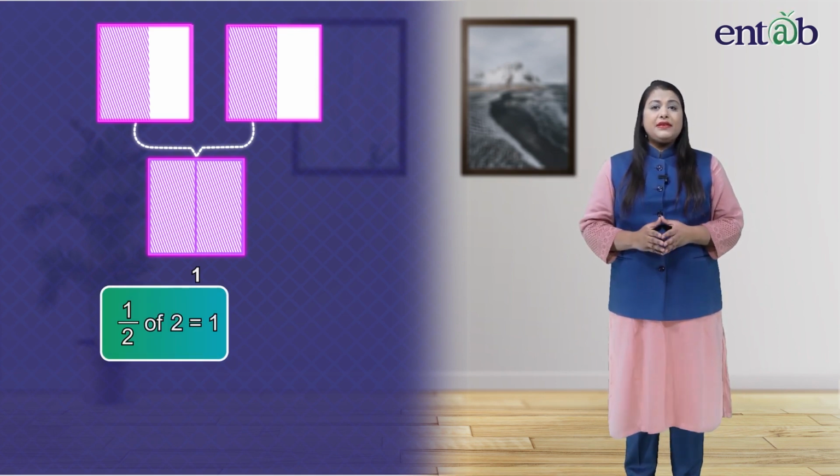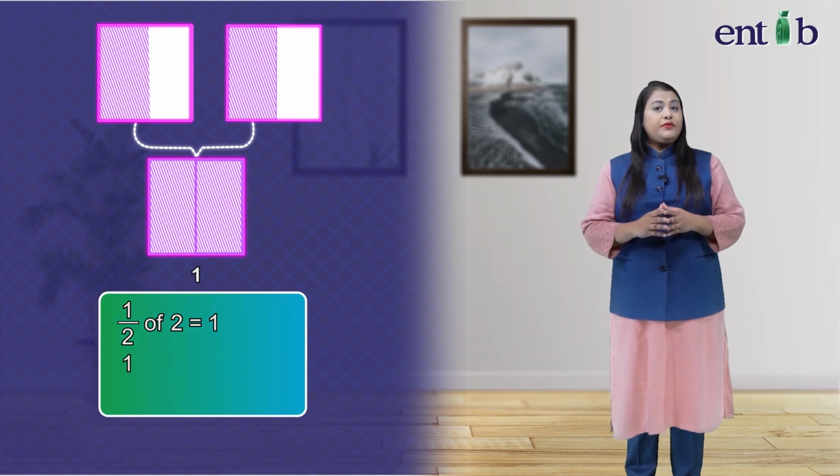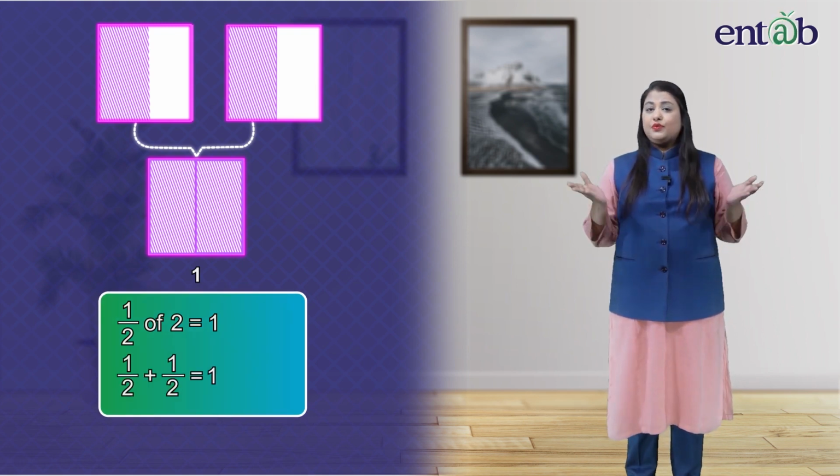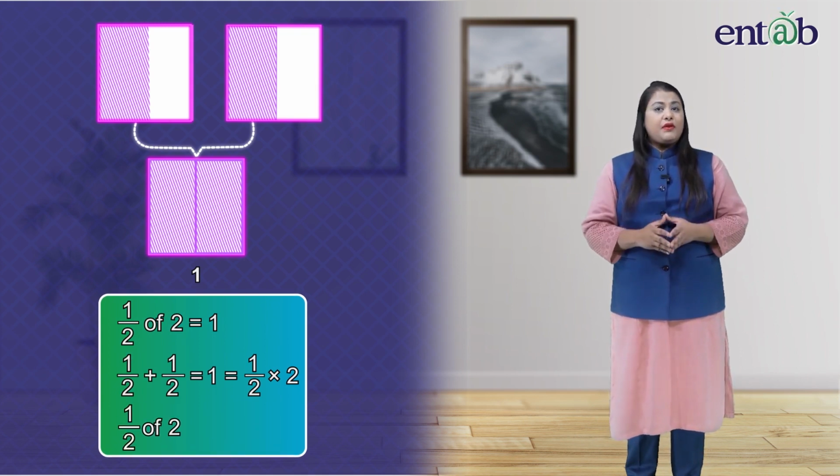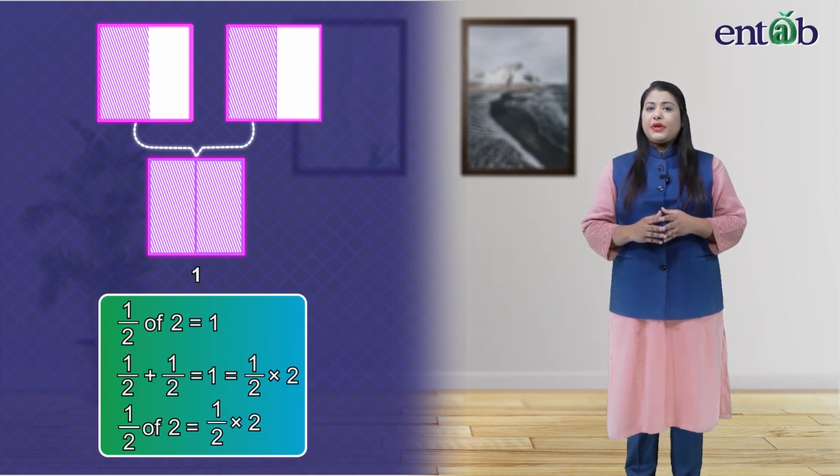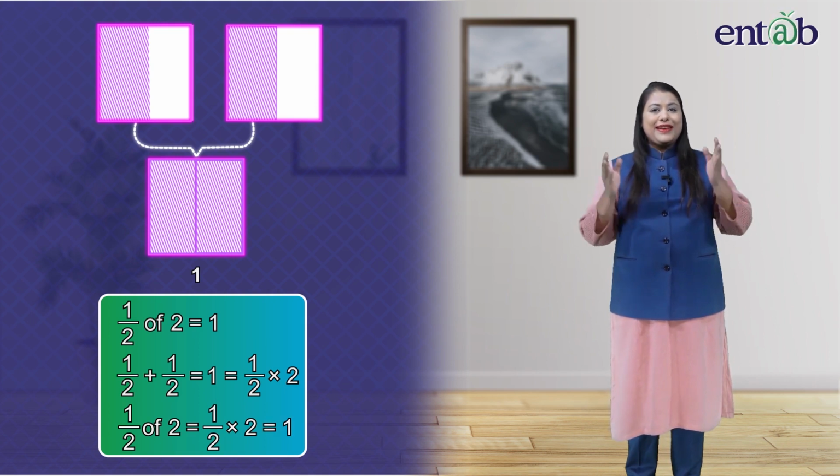We can also get this when we add 1 over 2 and 1 over 2, which is equal to 1 by 2 times 2. Thus, 1 by 2 of 2 is equal to 1 by 2 times 2, which is equal to 1. Also, look at these similar squares.